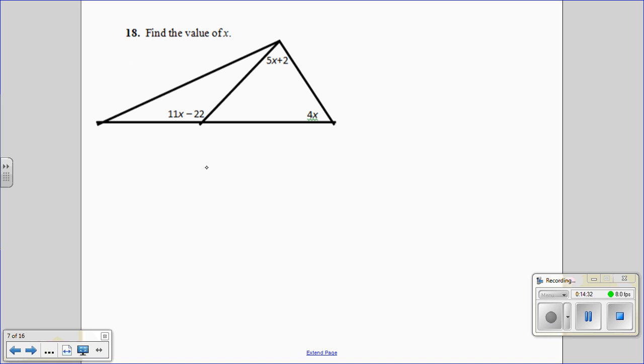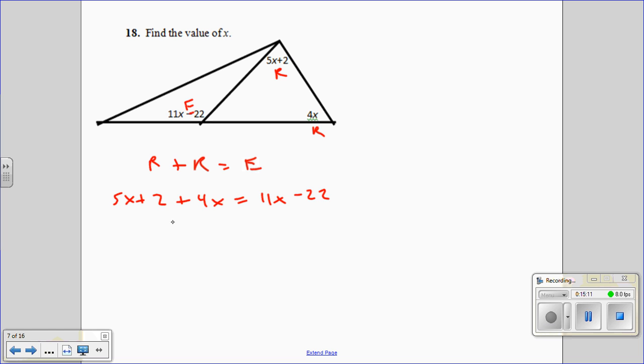All right, again, we're going to find the value of x. What you should realize is this angle at the top, the 5x plus 2, is a remote interior. 4x is also a remote interior. And 11x minus 22 is an exterior angle to this triangle here. So I can do r plus r equals e. So 5x plus 2 plus 4x should equal 11x minus 22.